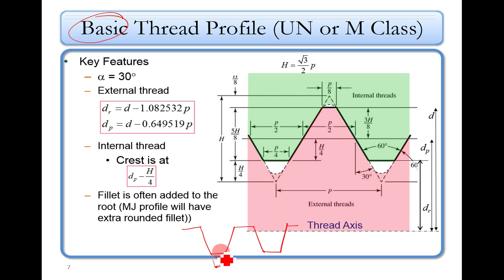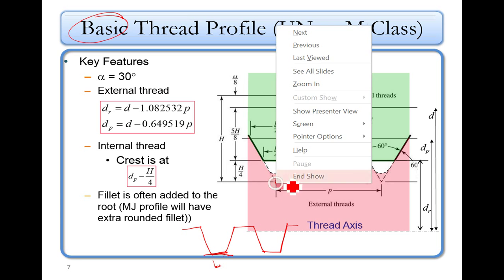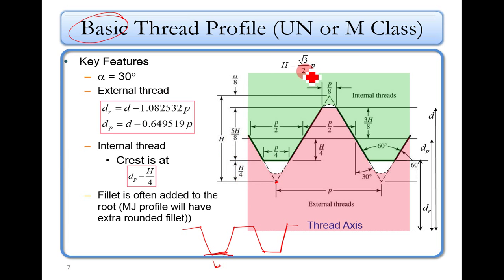For example, from the root to the vertex of the triangle here, it's a quarter H, and H is the square root of 3 over 2 times the pitch. So that's the thread form, and alpha is 30 degrees. It's pretty easy to calculate this. If you form this triangle, it's basically an equilateral triangle, and then you can calculate H based on the 60 degrees here. That's how you get this quantity. Some other dimensions: this is H over 8 on the top over here, and this is H over 4. So those are the thread format dimensions.